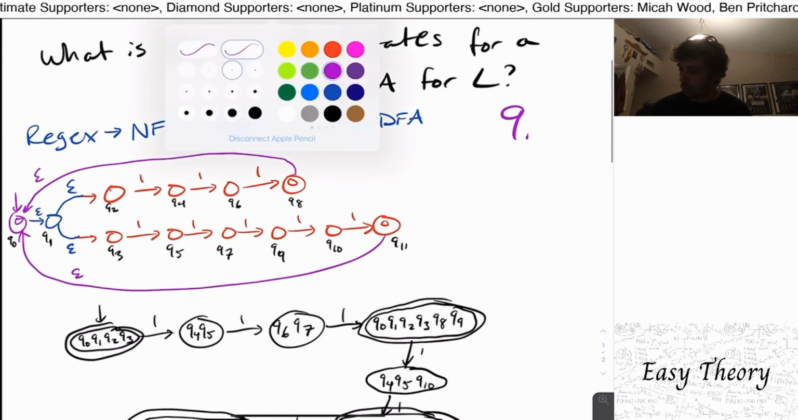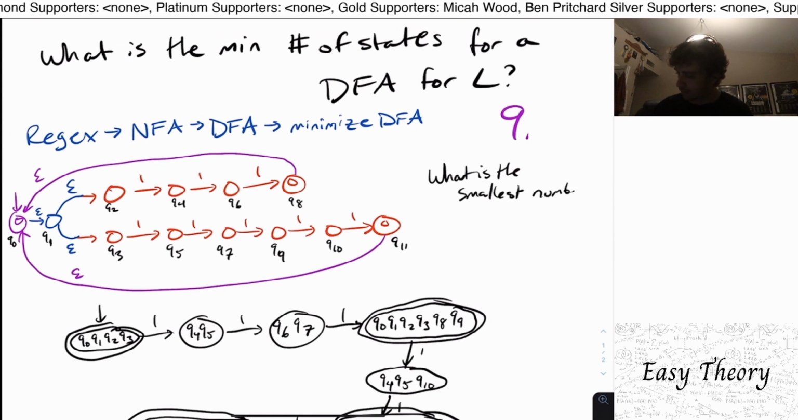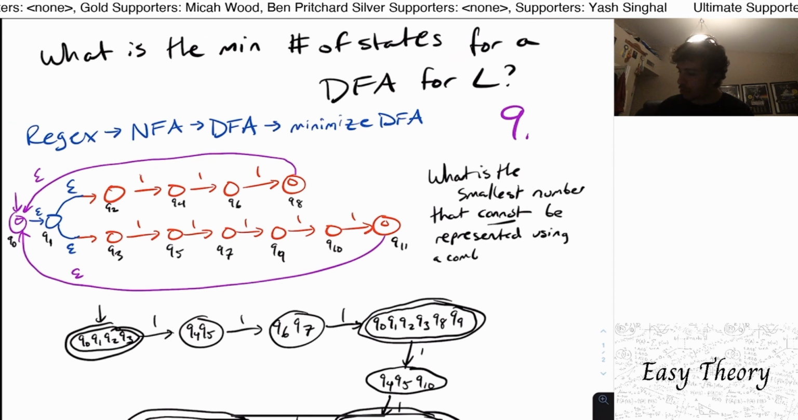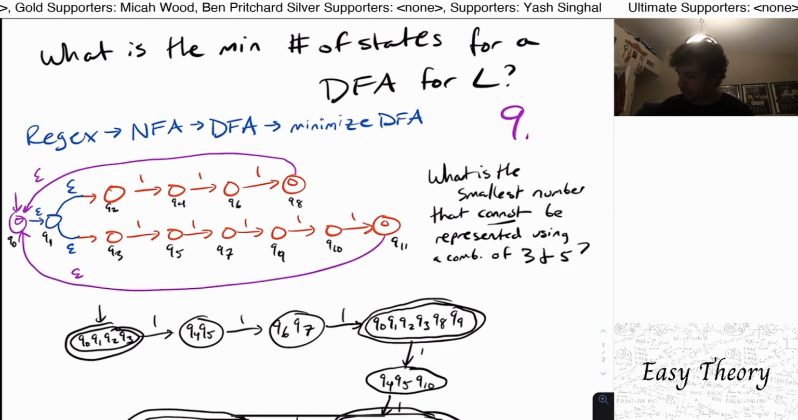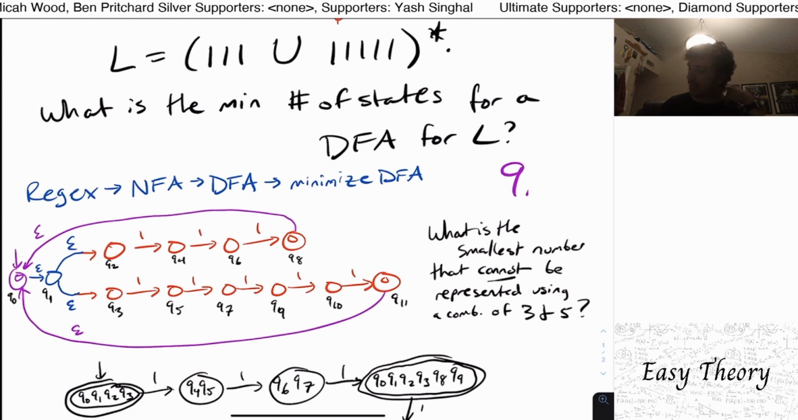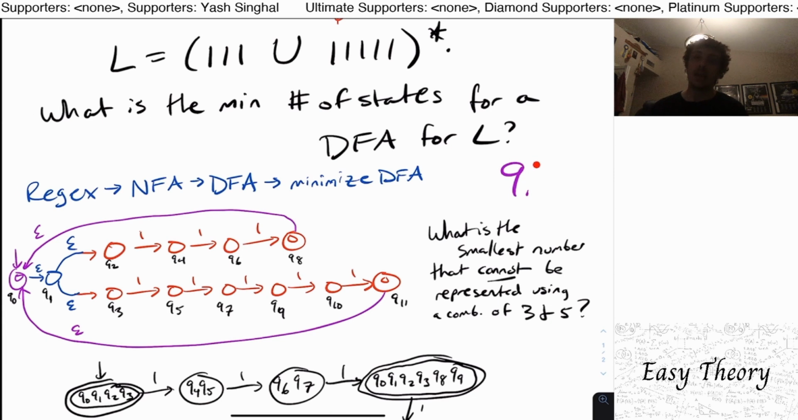So what we're really asking here is, what is the smallest number that cannot be represented using a combination of 3 and 5? Because the strings that we're dealing with here are of length 3 and 5. So what we're really asking is, what is the smallest number that can't be represented using those numbers? And the minimum number of states then is 1 more than that number.